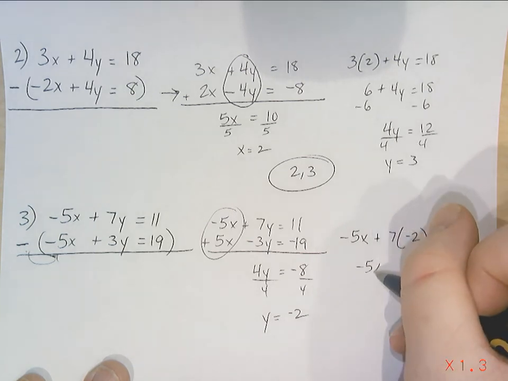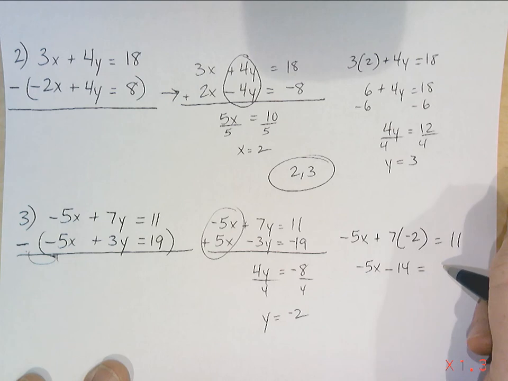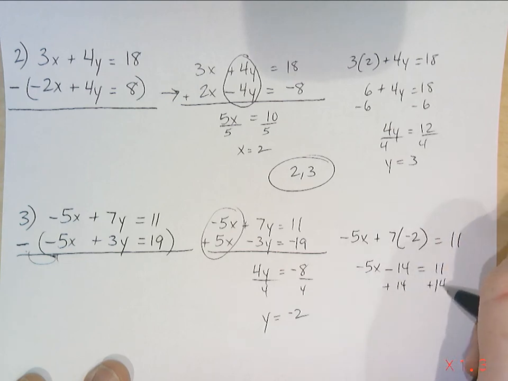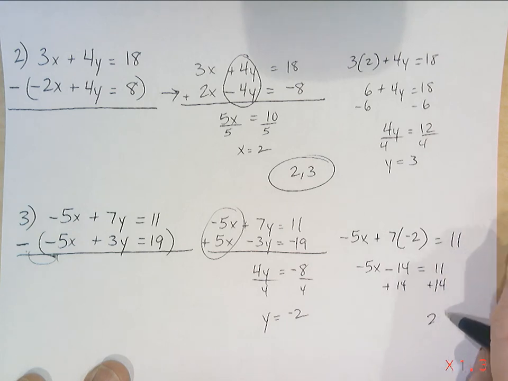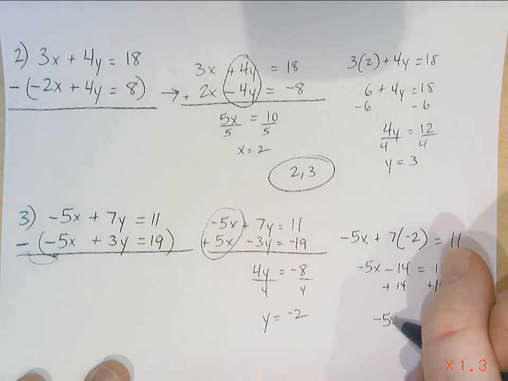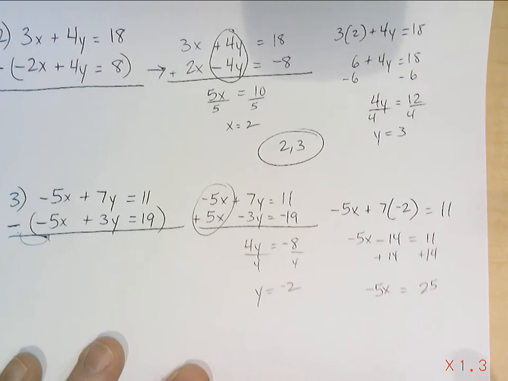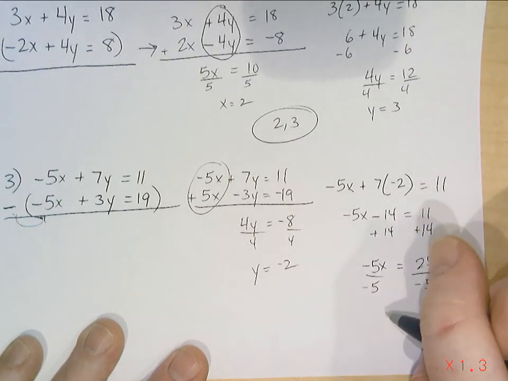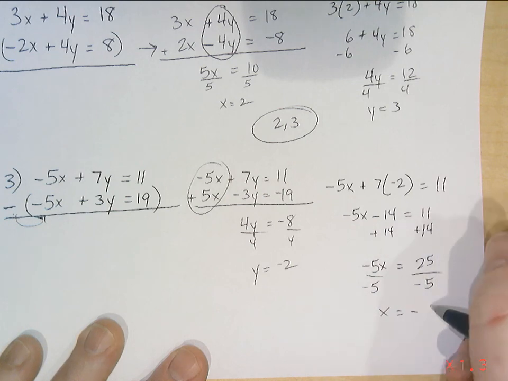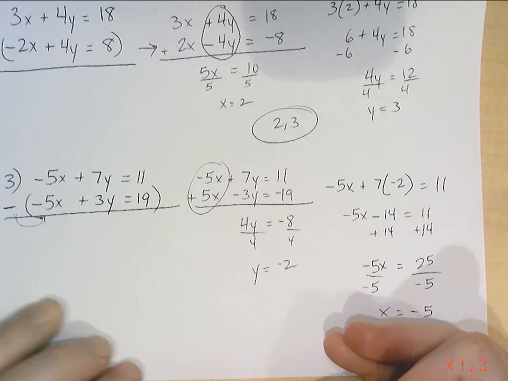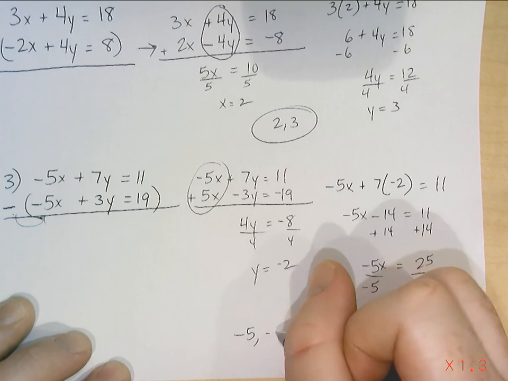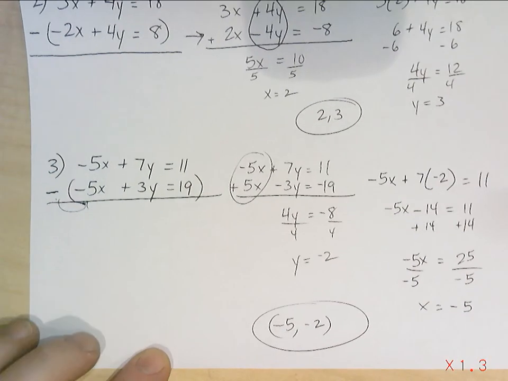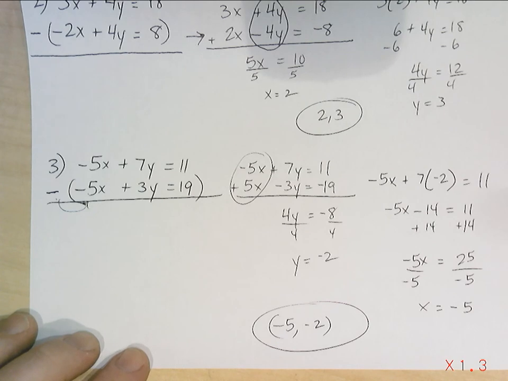Simplify. Negative 5x minus 14 equals 11. Two-step equation. Add 14 to both sides. This becomes 25. Negative 5x equals 25. Solve for x. Divide both sides by negative 5. And then we are done. We got x equals negative 5. So it's going to be negative 5, comma, negative 2. And that's it. That's going to be the solution to this system.